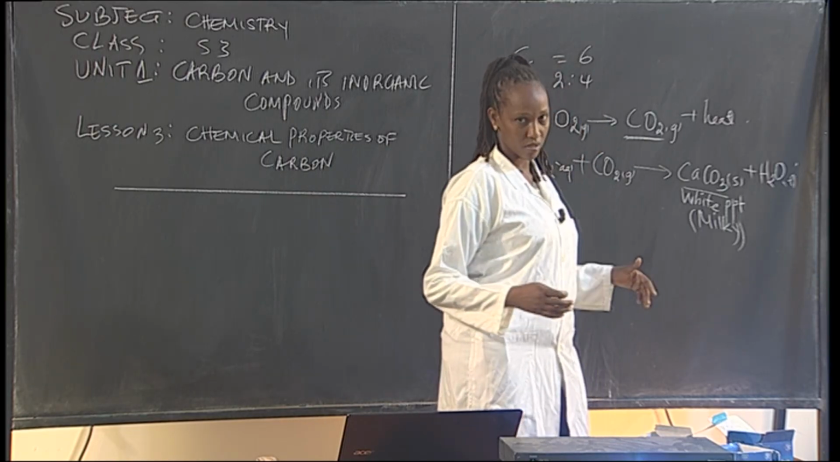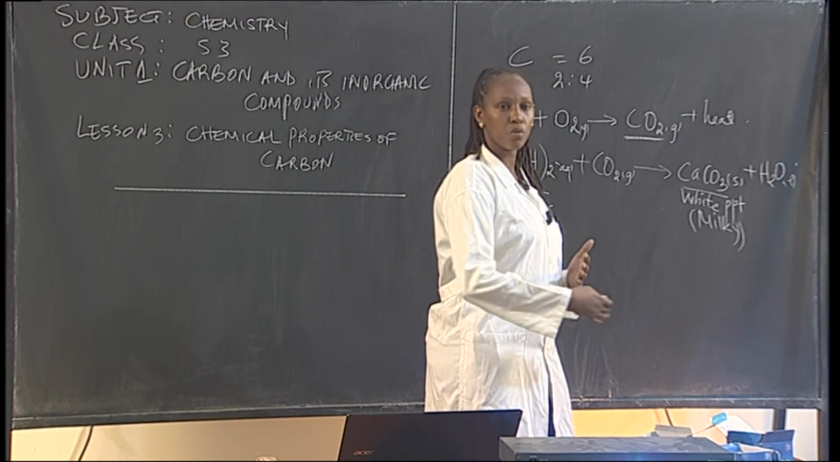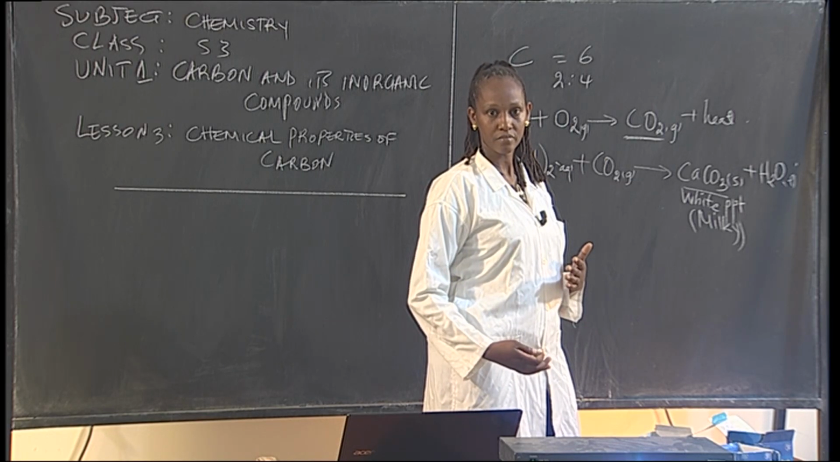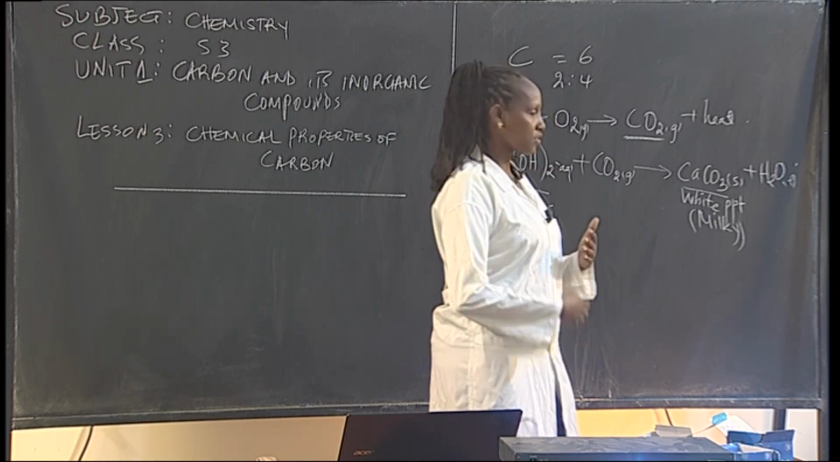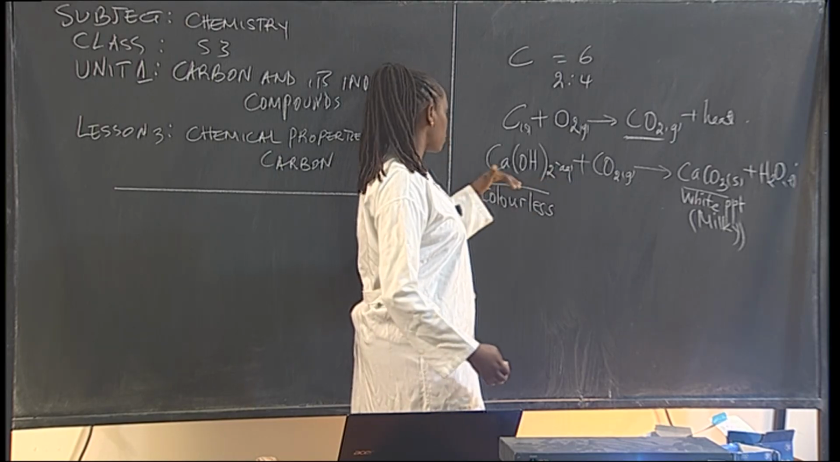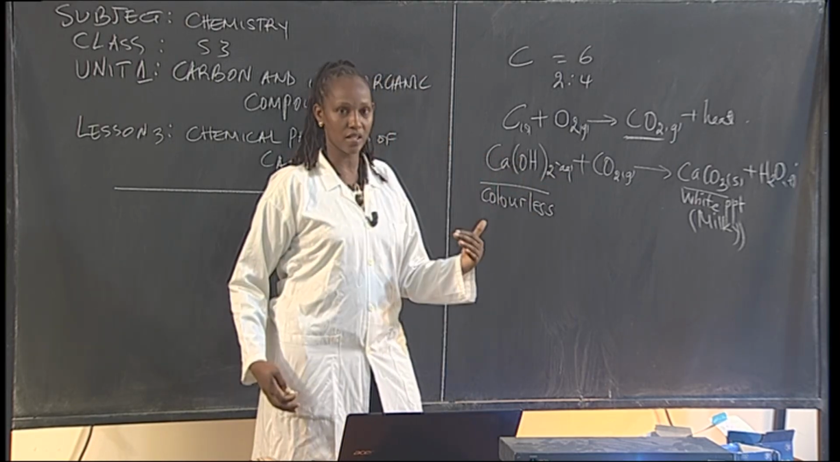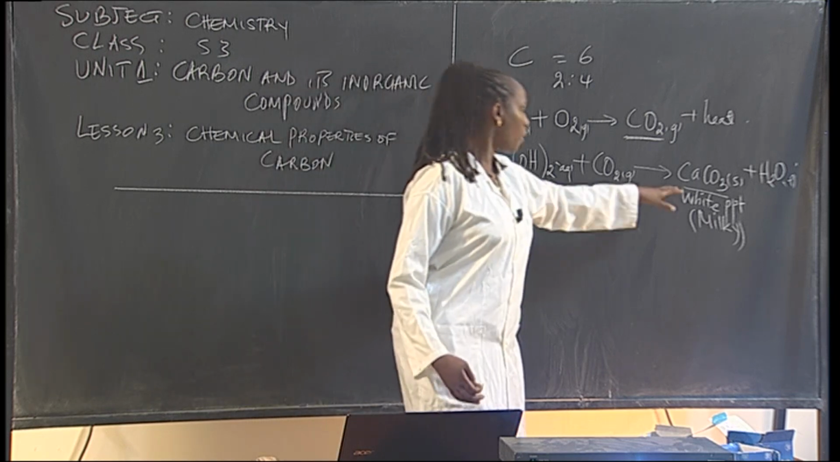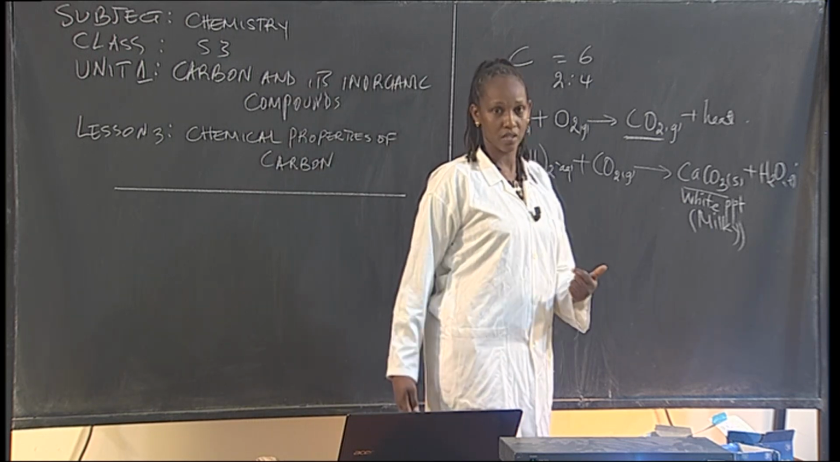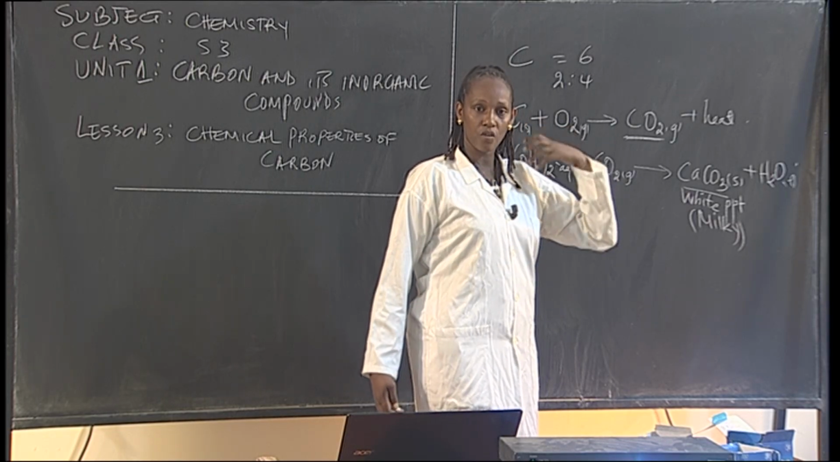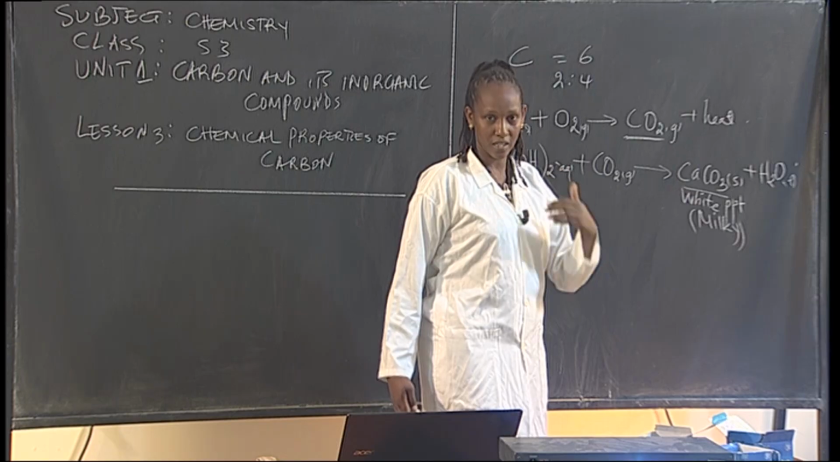So whenever we react carbon with oxygen, we get carbon dioxide gas. And this carbon dioxide is confirmed when you introduce it into calcium hydroxide, which is colorless, and finally you see a white precipitate being formed. All right? That is the confirmatory test for carbon dioxide gas.